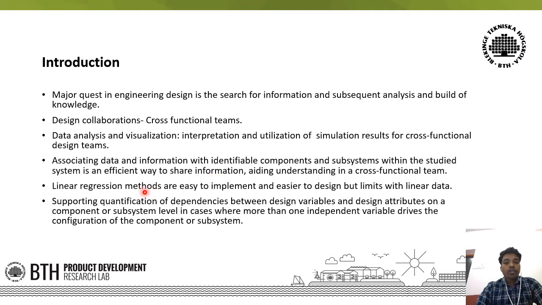Regression could be employed to understand cause and effect relationship, where multiple linear regression restricts only for linear data. Artificial neural networks could solve the problems because of its adaptability, flexibility, and optimization capabilities. The paper aims to support quantification of dependencies between design variables and design attributes on a component or subsystem level in cases where more than one independent variable drives the configuration of the component or subsystem.